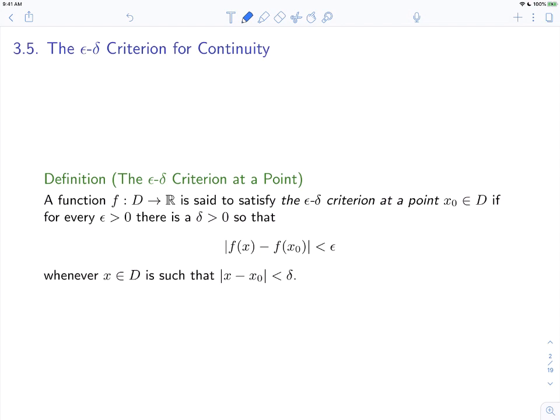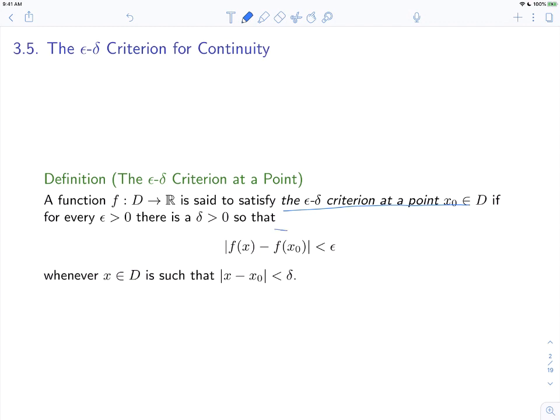Let's begin by giving the definition for this criterion. A function f from a domain D into the set of real numbers is said to satisfy the epsilon delta criterion at a point x0 in the domain if for every epsilon greater than 0 there is a delta greater than 0, so that the distance between f at x and f at x0 is less than epsilon, whenever x in the domain is chosen such that the distance between x and x0 is less than delta.